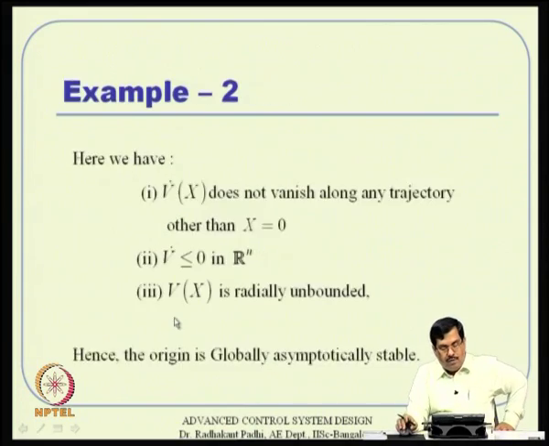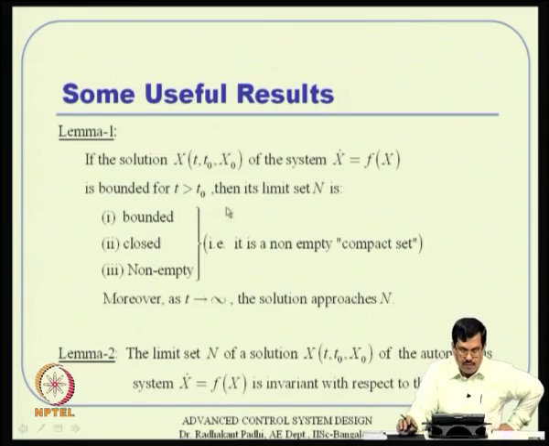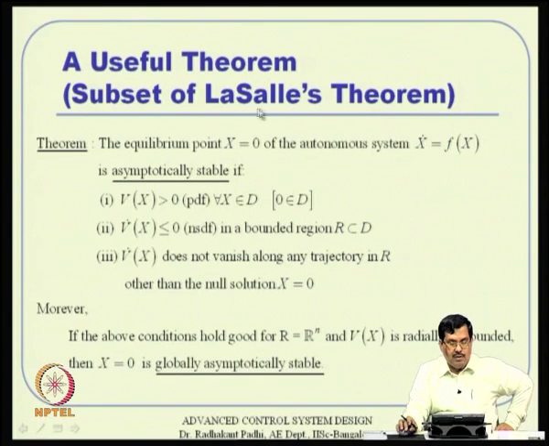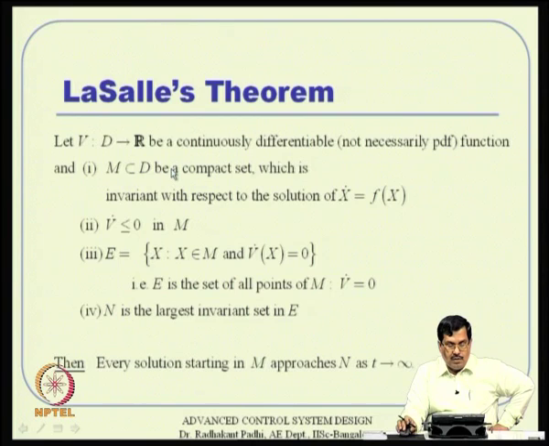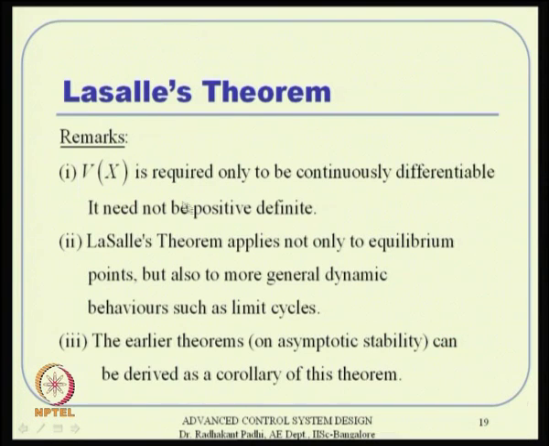What we discussed earlier is a subset of LaSalle's invariance theorem and will satisfy all of this, but that was with respect to an equilibrium point only. This is with respect to an invariant set, and hence it is much more general. These remarks say that V of x is required to be only continuously differentiable; it need not be positive definite. LaSalle's theorem applies not only to an equilibrium point, but is very general and can also be used to study the stability behavior of limit cycles.